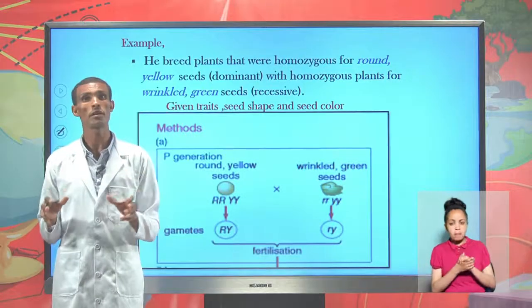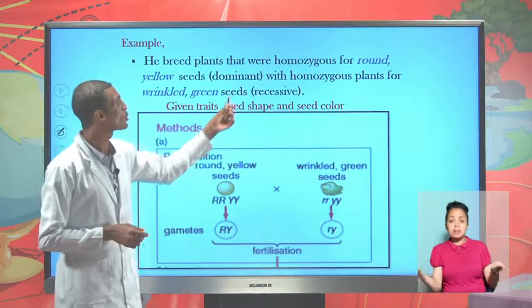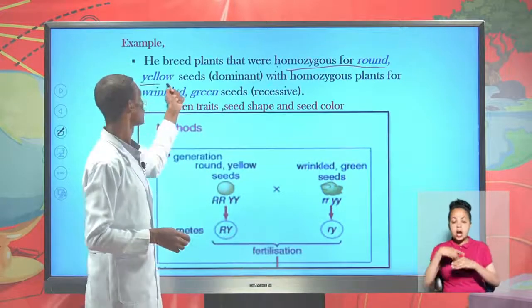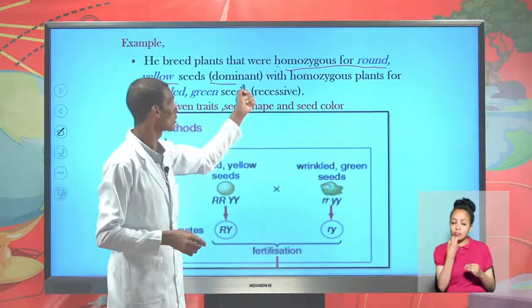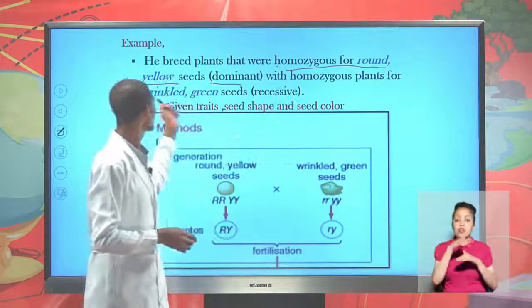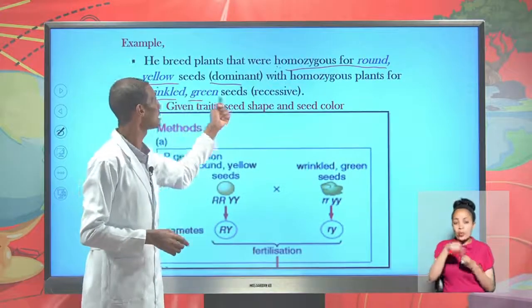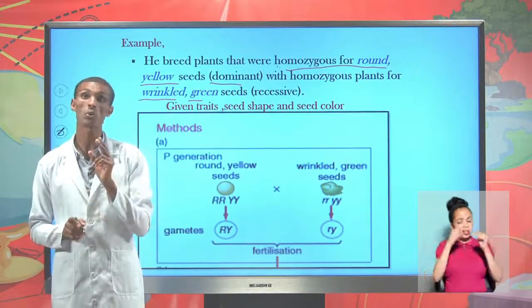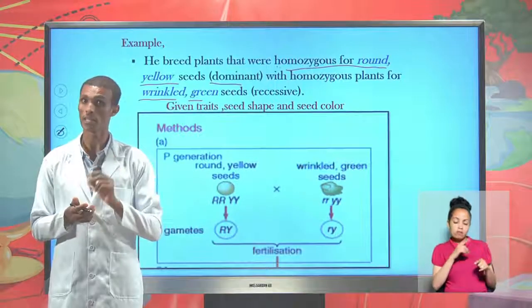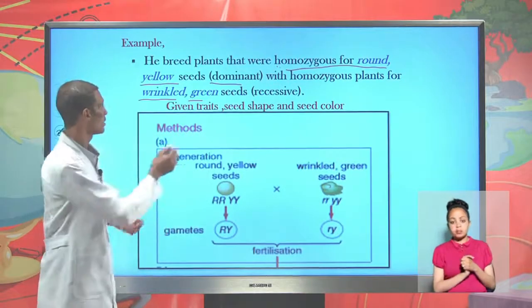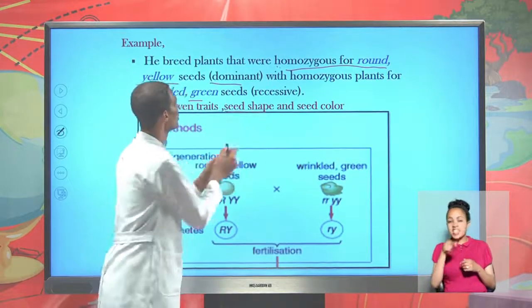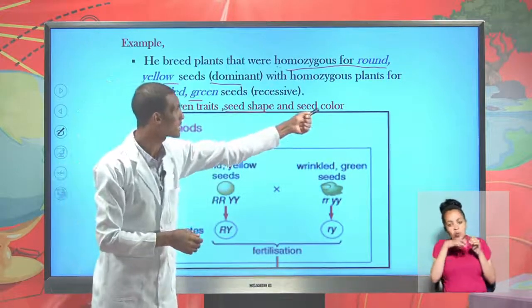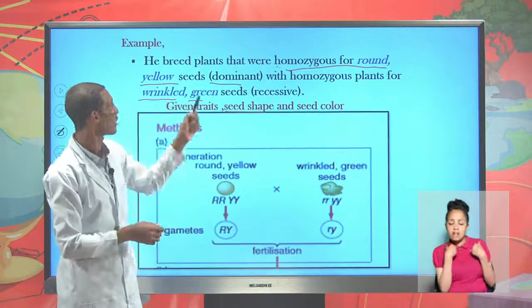Gregor Mendel bred a plant with homozygous round yellow seed, which is dominant, with a homozygous plant with wrinkled green seed, which is recessive. Remember, students, there are two characters here, not one trait. There is seed shape, which is round or wrinkled, and there is seed color, which is yellow or green.